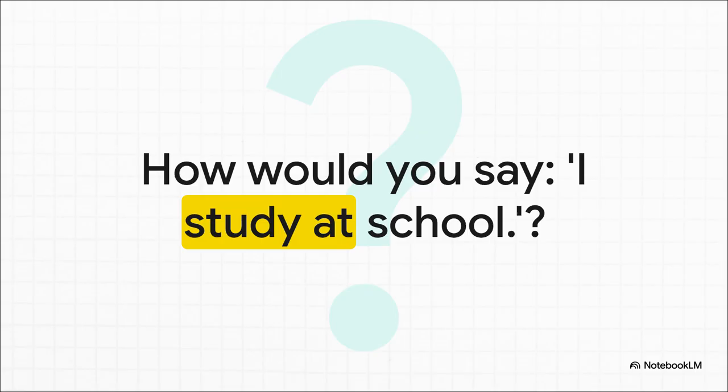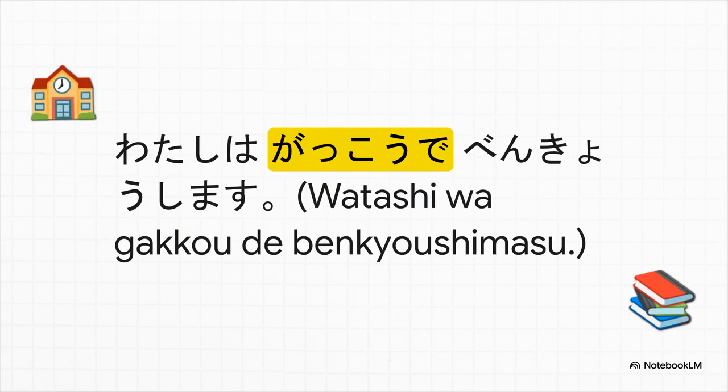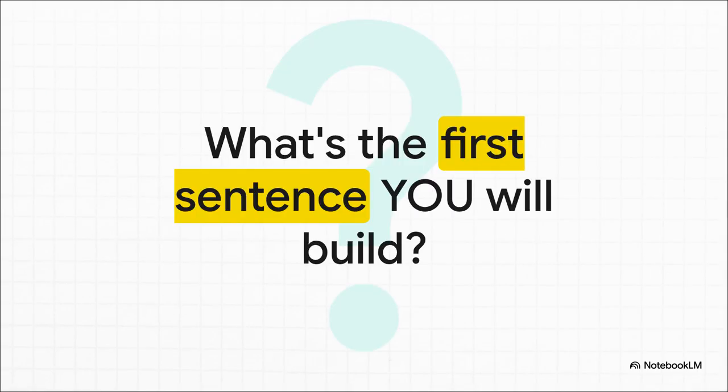I study at school. Okay, new question for this one. Where is the action happening? Which particle do we use to set the location for an action? That's it. 私は学校で勉強します. The action is happening at school, so we have to use the particle de. See? You're doing it. You're building sentences. So you see, these particles aren't just random, confusing little pieces after all. They are very specific tools for very specific jobs, and they're tools you now know how to use. So the only real question left is, now that you can describe the what, where, when, and where to, what's the first thing in your world that you're going to describe in Japanese?